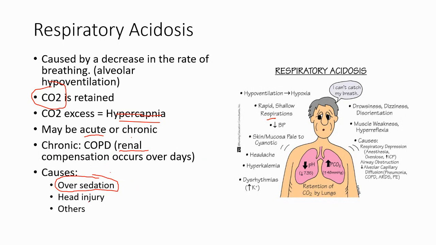Oversedation, the most common cause. Head injuries, the respiratory centers are affected, and there's multiple other reasons as far as why somebody would have hypoventilation, hypoxia. Sometimes somebody has other metabolic problems going on and they get too tired, they can't breathe, hypoventilation. So these are just some symptoms right here. Again, what I want you to keep in mind is a low, decreased respiratory rate. Hypoventilation causes respiratory acidosis. That's the main thing to think about. Anesthesia, overdose, those are common things that we see. COPD is definitely something that patients with chronic respiratory acidosis have.